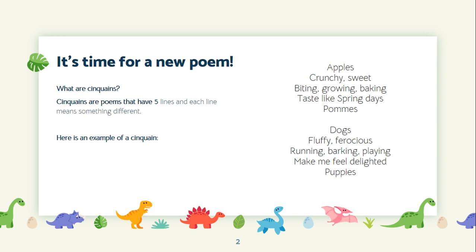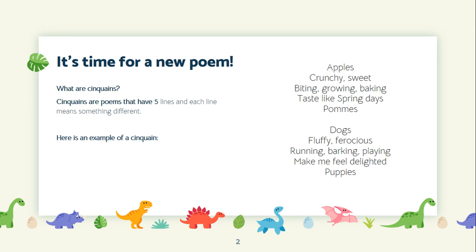So I'm going to read you 2 examples of some Cinquain poems, and your job is to think about what each line is about, okay? Or like what the rule is for the line, okay? First one: apples, crunchy, sweet, biting, growing, baking, taste like spring days, plums. Dogs, fluffy, ferocious, running, barking, playing, make me feel delighted, puppies.